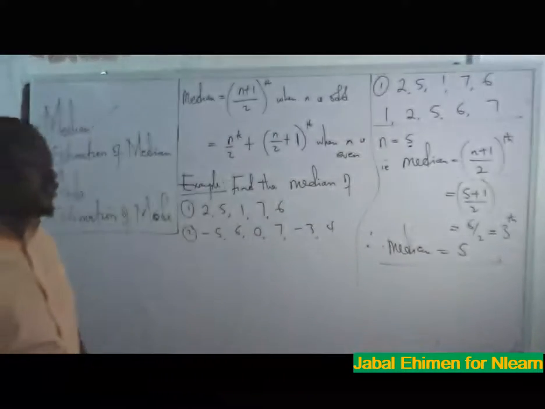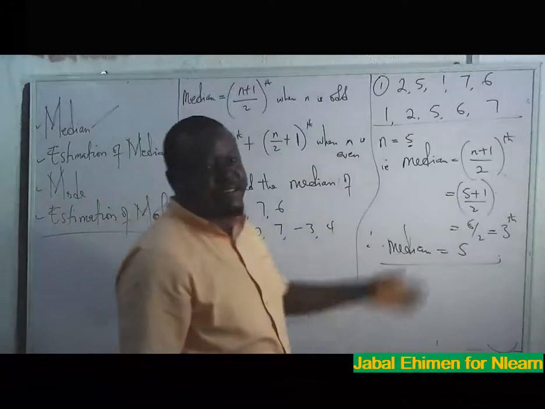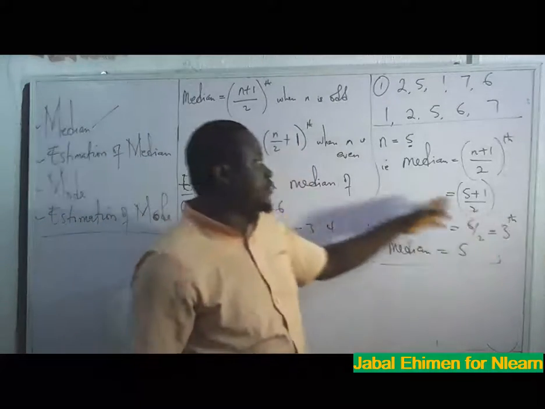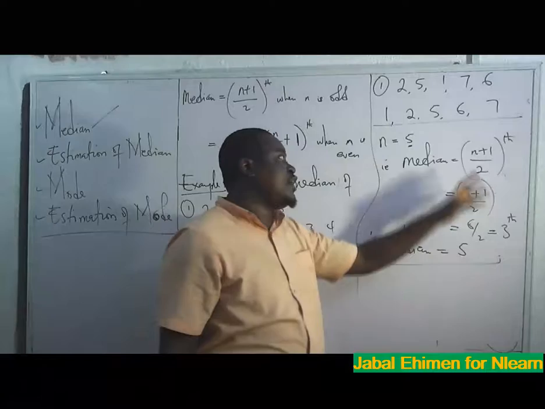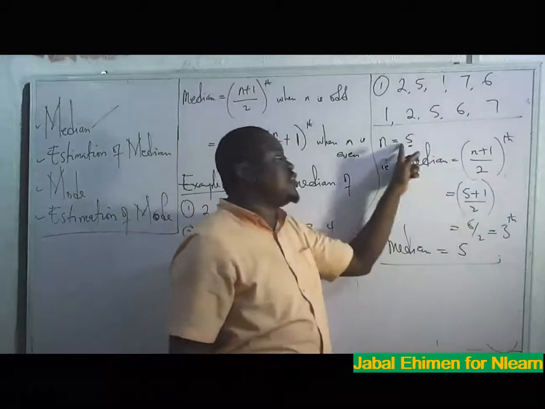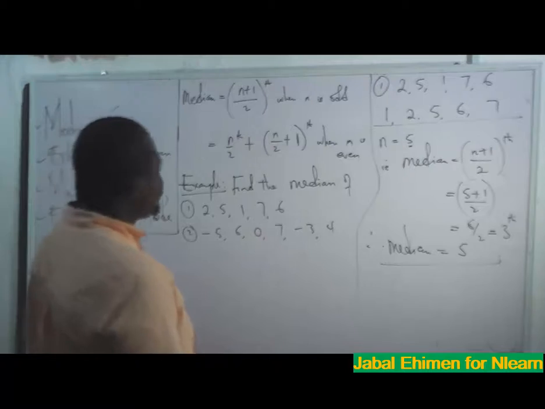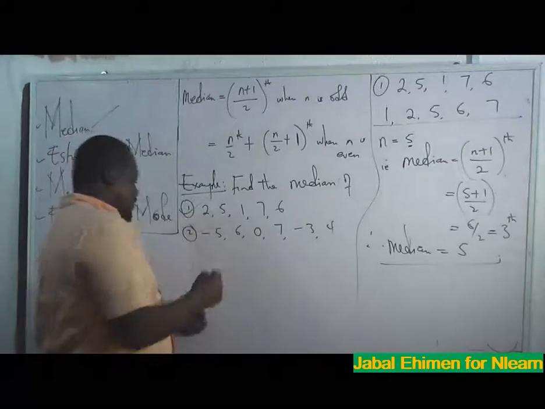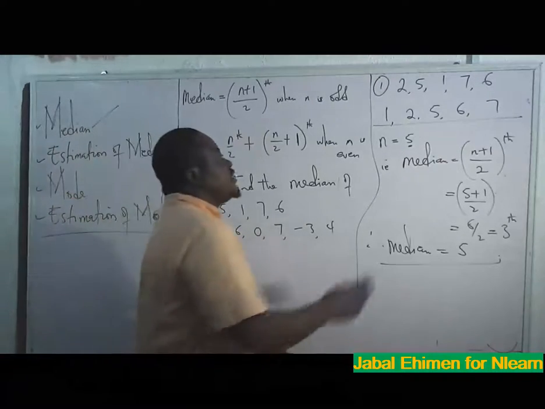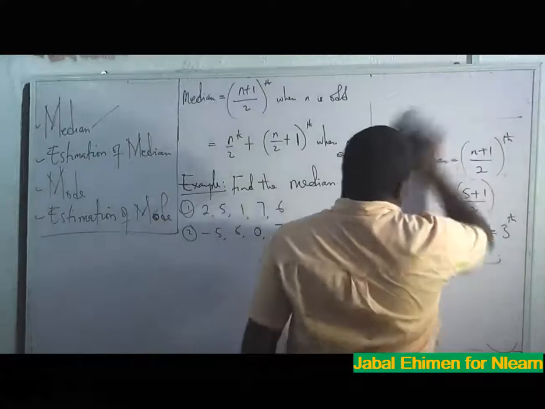So first of all, you calculate the position of the value, and the position of the value is obtained from here. Why are we using (n plus 1) over 2? Because 5 is an odd number. So that is for the first question. Let's consider the second question. The second question is also very easy.